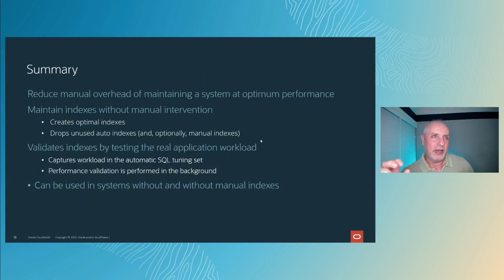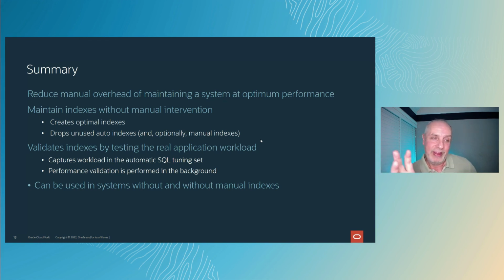So to summarize, it's all about reducing manual overhead when maintaining a system. And maintaining indexes, of course, without manual intervention, optimal indexes, and importantly, it can drop unused auto indexes if you wish. And in fact, you can allow it to drop manual ones if you want. By default, it does not do that. But if it's something you want, you can add that as well.